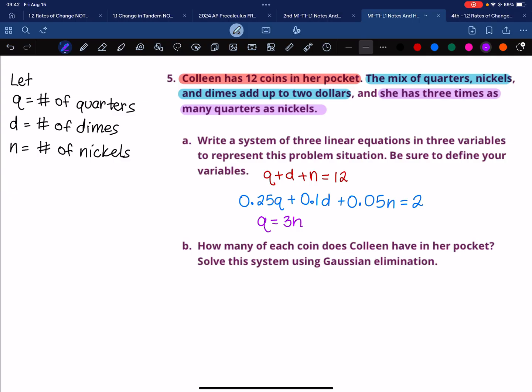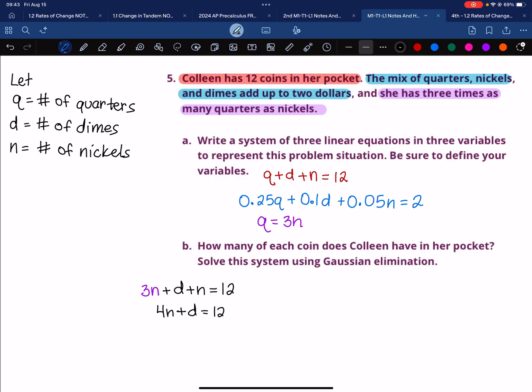This is similar to one of the other problems we did in a previous part. Because we have one variable already solved for, we are just going to use the substitution method where we plug it in for that q and that q. So what this looks like is we have 3n plus d plus n equals 12. Combine our like terms. We have 4n plus d equals 12.